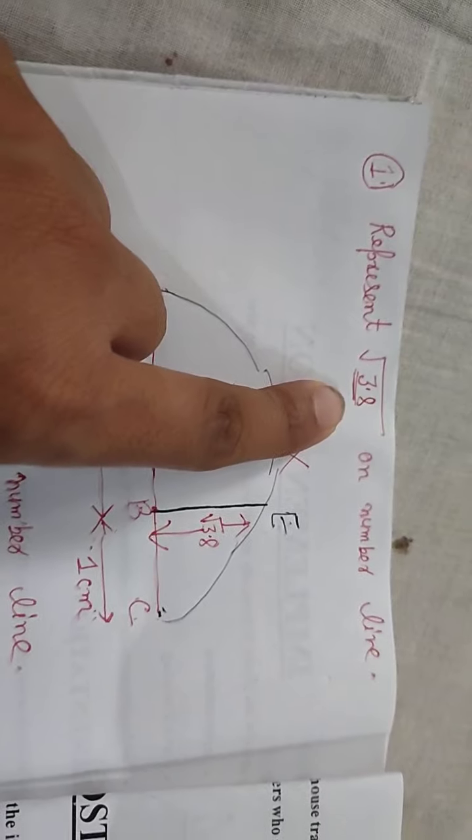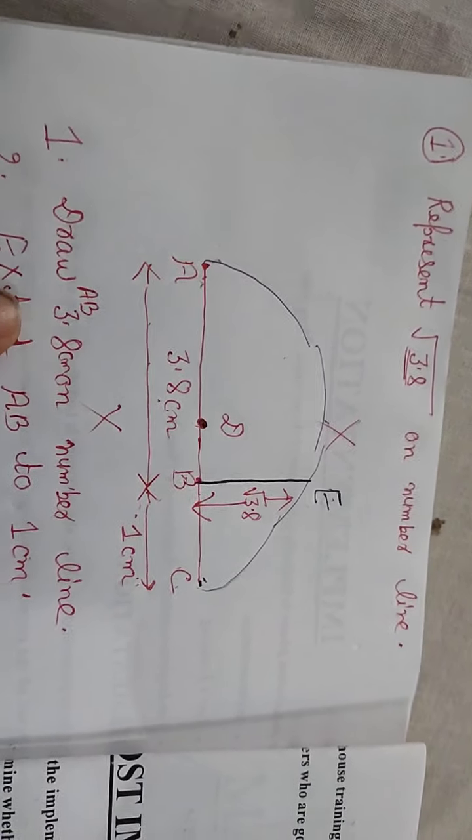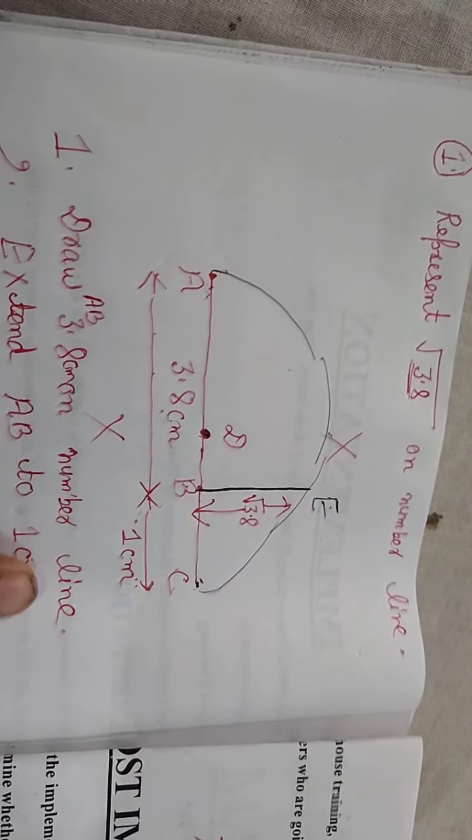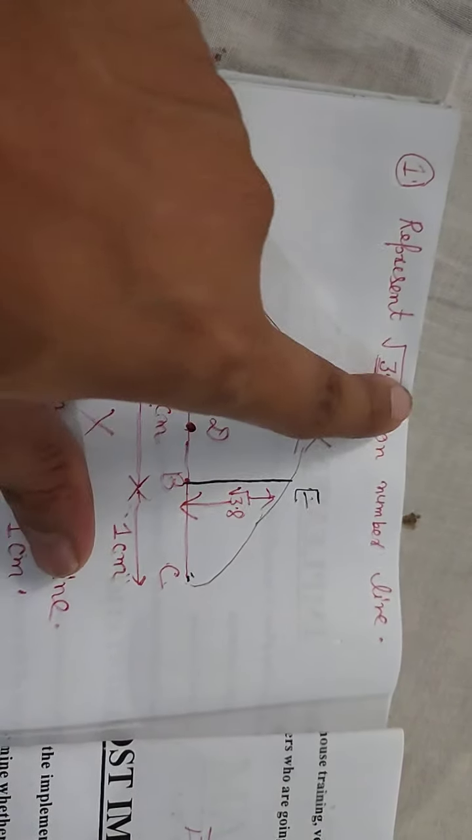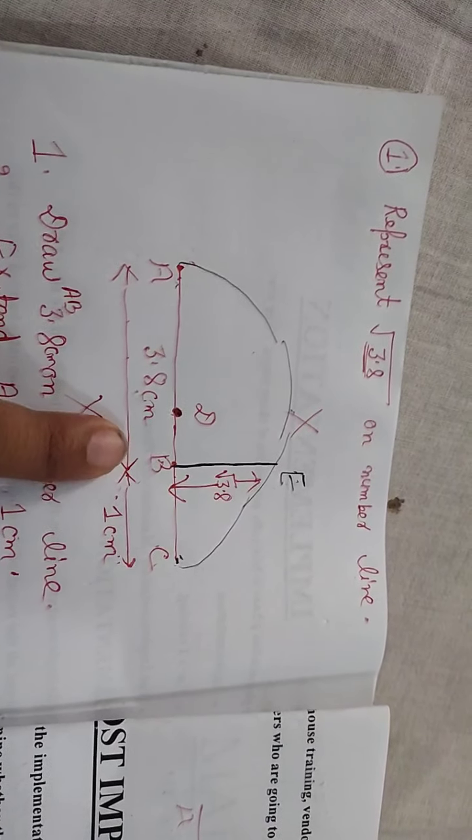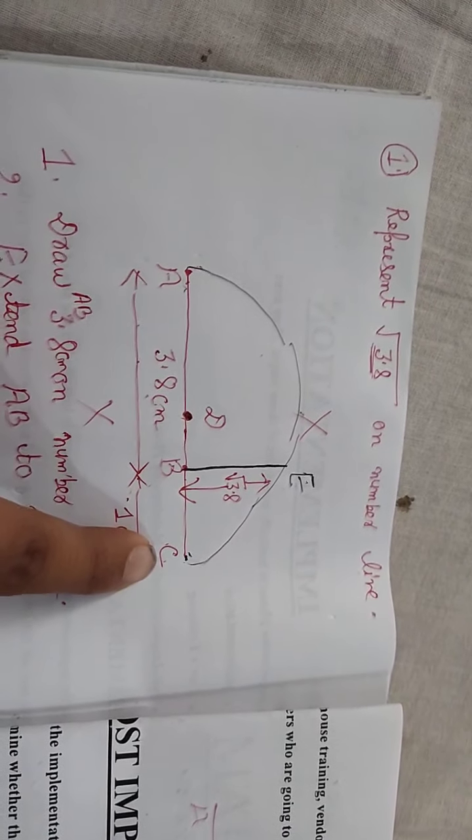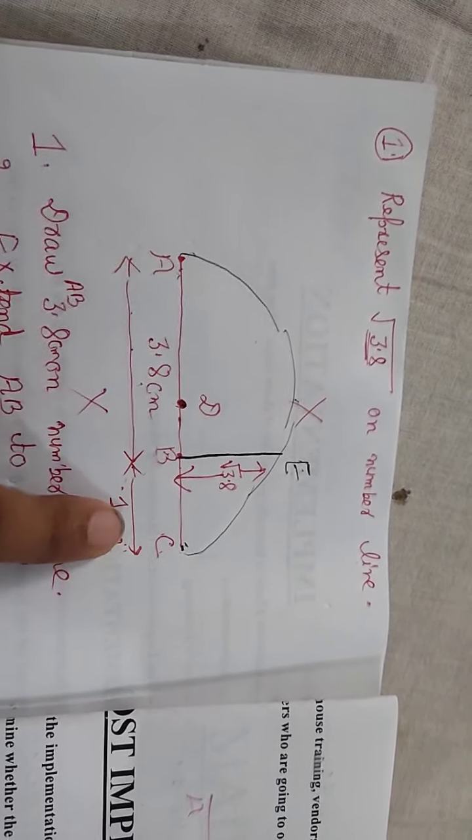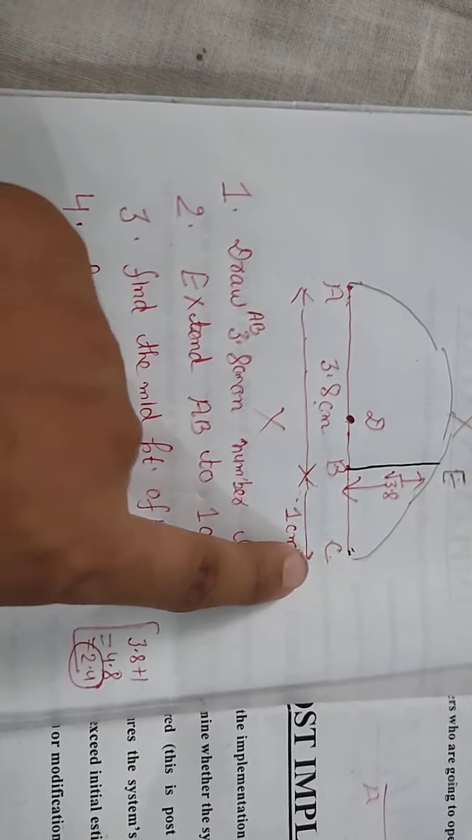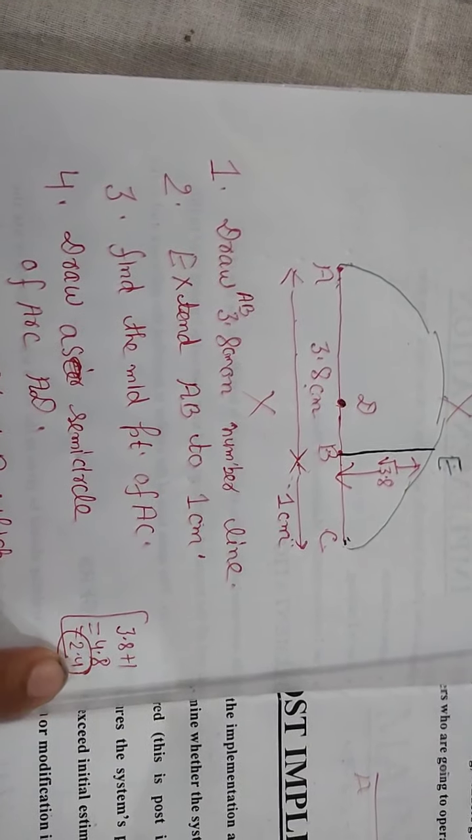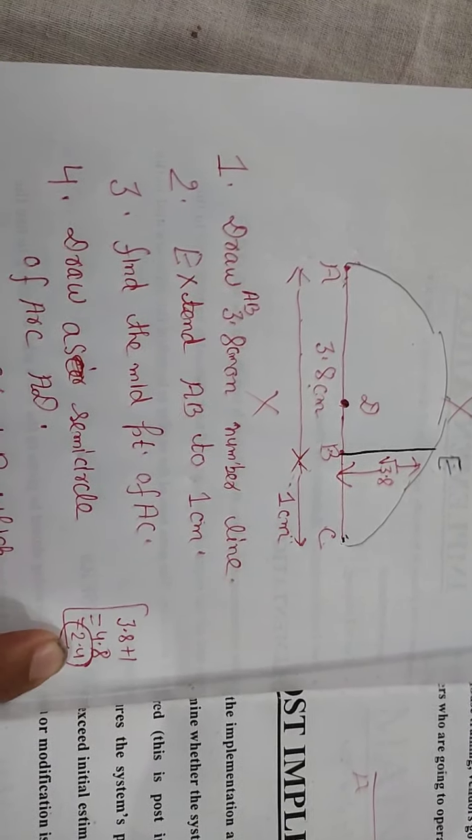Again, see how you will solve it. Represent root 3.8 on the number line. So firstly, in the first step, we will draw AB of 3.8 centimeter on the number line. Whatever is given, you have to draw that, skipping the under root quantity. Now extend it by 1 centimeter. Always we have to extend it by 1 centimeter. Then we will find out the midpoint of this line segment AC, and AC is now 4.8 and the midpoint is 2.4.